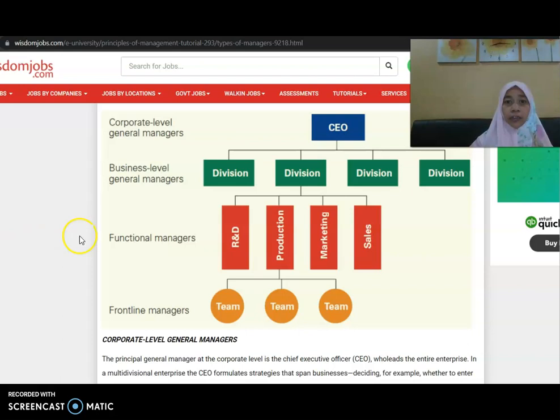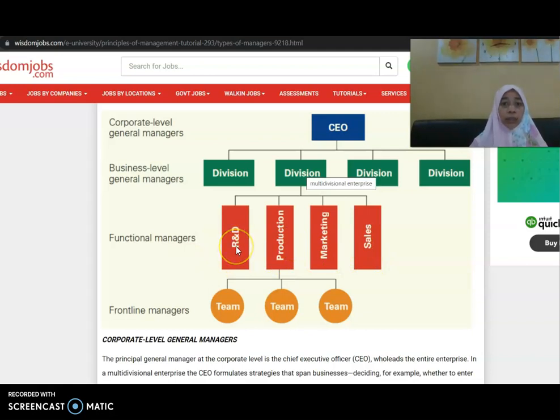Okay, just take this for example. Let's say this is the whole company, and then you have divisions. Let's say this one is division A, division B, division C, and division D. Under each division, you will have various functional managers. So for that particular division, you have a cost of, let's say, 4,000. Just take a small figure. The cost here you give to R&D, production, marketing and sales, 1,000 each.